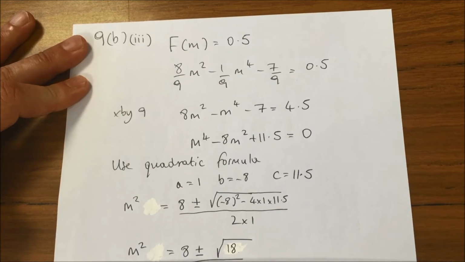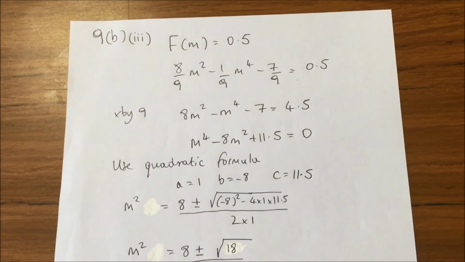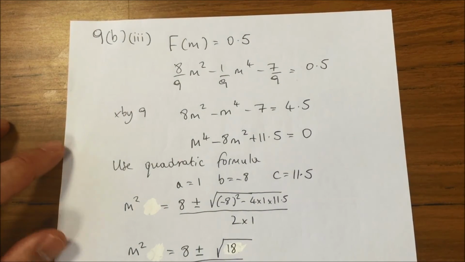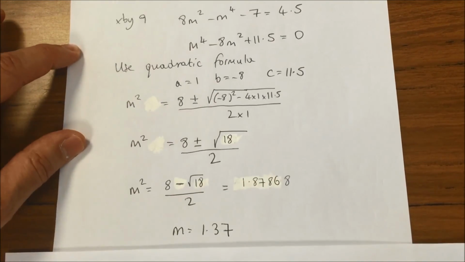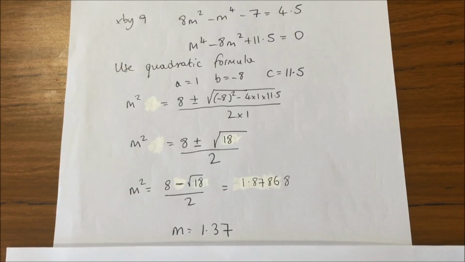I just work that through. The square root thing in the brackets is 18. The only one that's going to give me an answer, because m is the median, is the one within our limits, so it's got to be between 1 and 2. So I got m squared is equal to that, and that simplifies through to give me m is equal to 1.37.